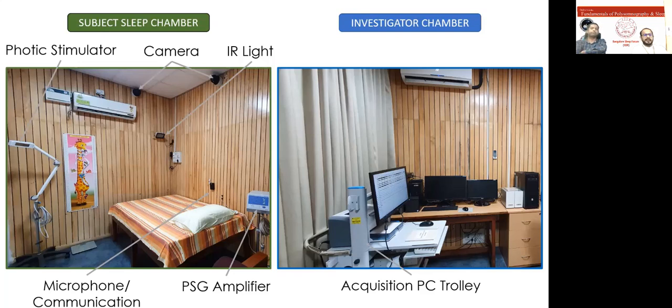And we have the IR light and IR camera. And as you can see, the temperature and humidity, everything is controlled. So those are the setup.